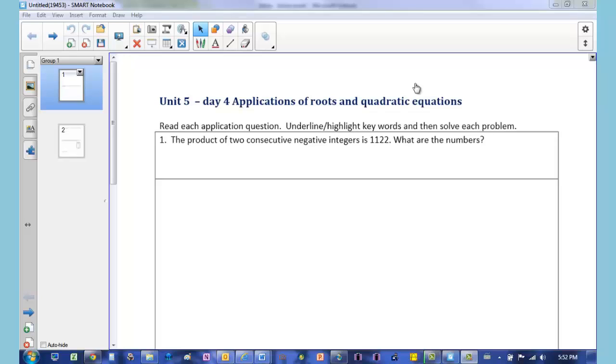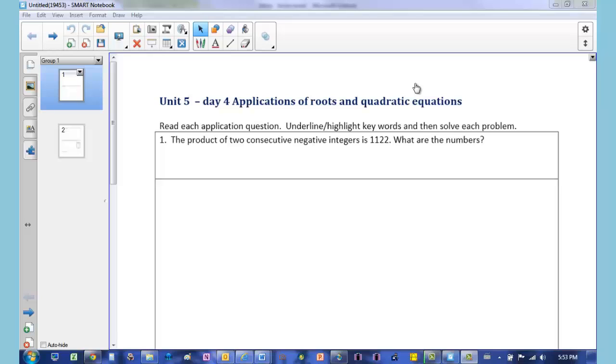Let's take a look at some applications of roots and quadratic equations. We'll start with some problems regarding integers. What I want you to do is read every single problem carefully and try to identify keywords or clues in each problem as to how to arrange them into a quadratic equation. So let's take a look at the first one.